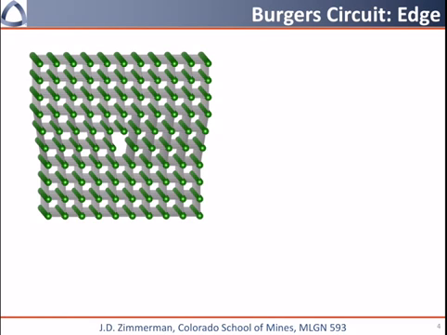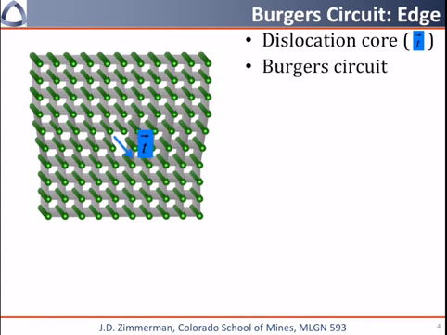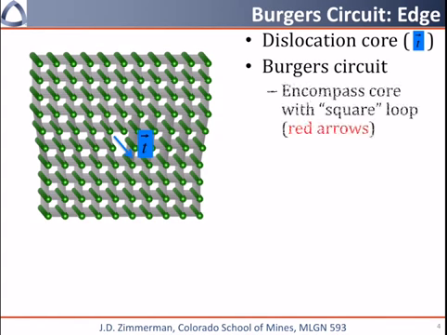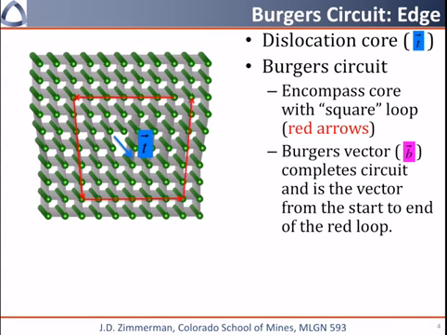In order to define the dislocation, we use something called a Burgers circuit. The first thing I'm going to do on this diagram is draw the dislocation core here in blue. And then we're going to draw a Burgers circuit. We're going to circle the core with what I'll call a square loop. I'm going to pick a starting point and move, in this case, 6 lattice translation vectors to the left, 6 lattice translation vectors down, 6 lattice translation vectors to the right, and 6 lattice translation vectors back up towards where we started.